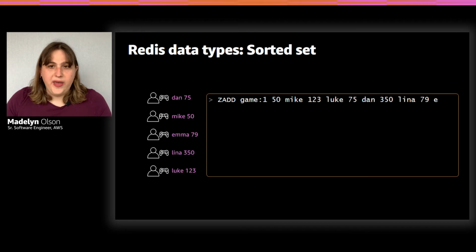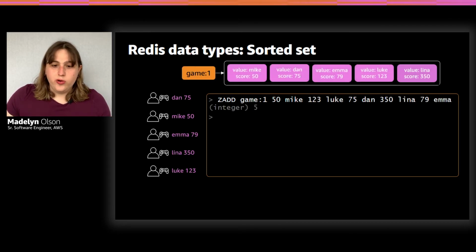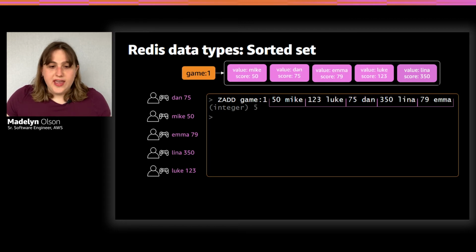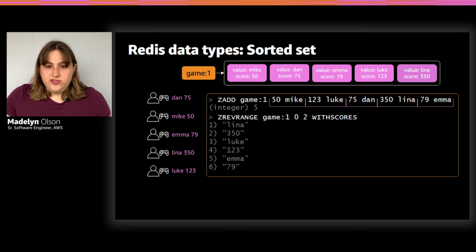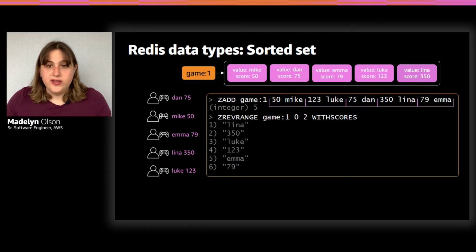Here, back in the gaming sense, we have 5 users who are each reporting their own scores. We have Dan, Mike, Emma, Lena, and Luke. You can see that we inserted all 5 of those users into our sorted set, and Redis gave us our response back. In this case, our key, since Redis is a key-value store, is called game1, and then we inserted alternating scores and users.